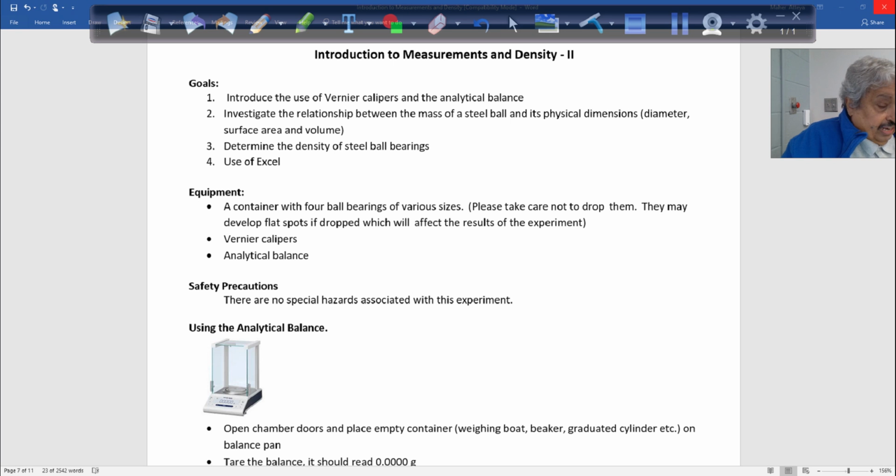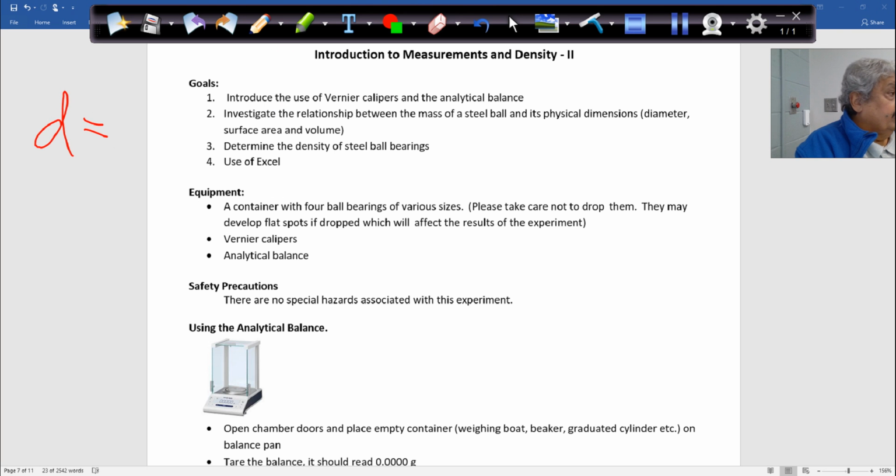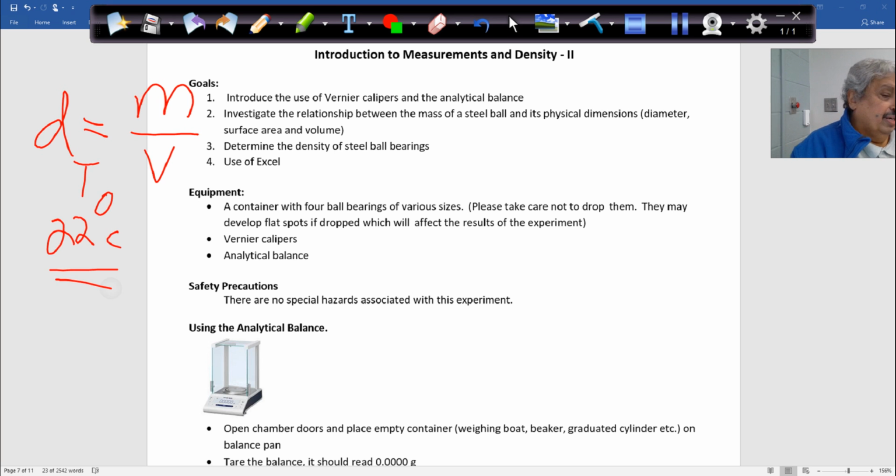So the idea is to take the density here. We covered this one in the lecture already. Density is what? The ratio of mass over volume, and you have to give the temperature here. If you look at the thermometer, I feel it is about 22 degrees, not 20, not 25. So mass, you get the mass of those four, correct?